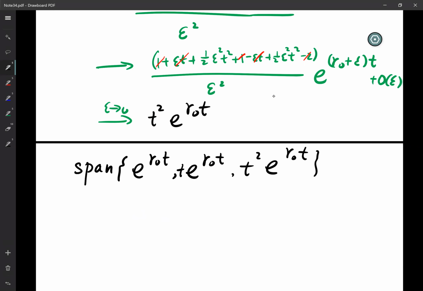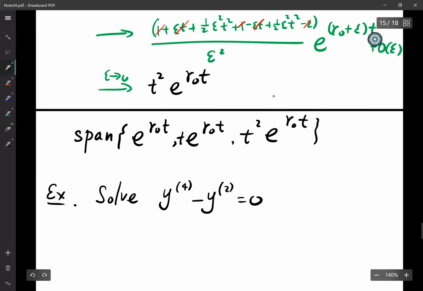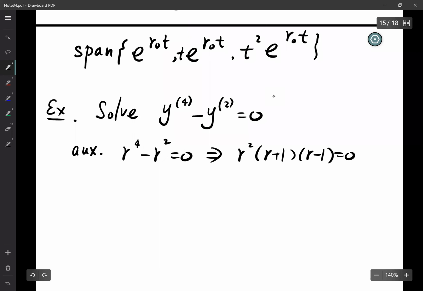Okay, so let's look at another example. Before we move on, we want to solve y to the 4th power minus y to the 2nd power equal to 0. How do we do this? So the auxiliary equation is r to the 4 minus r squared equal to 0. This means r squared times r squared minus 1, so this is r plus 1 times r minus 1. If you're ever asked to solve such an equation, the bottleneck will not be the auxiliary equation. It should be very easy to factorize.